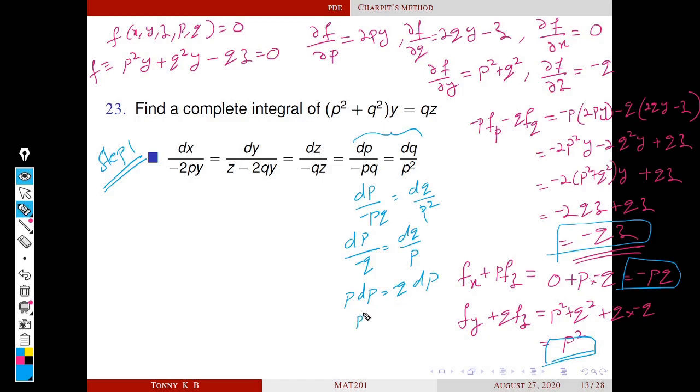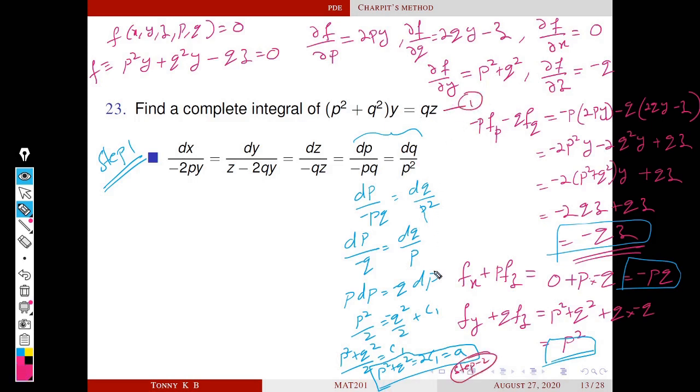So we get, C1 is an arbitrary constant, but 2C1 is also an arbitrary constant, so let it be a. This is the first solution from these Charpit's equations. This is our step 2, phi of x, y, z, p, q, a. So this is our equation number 1 and this is equation number 2.